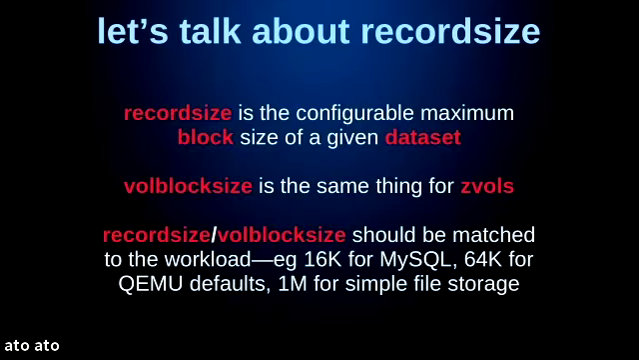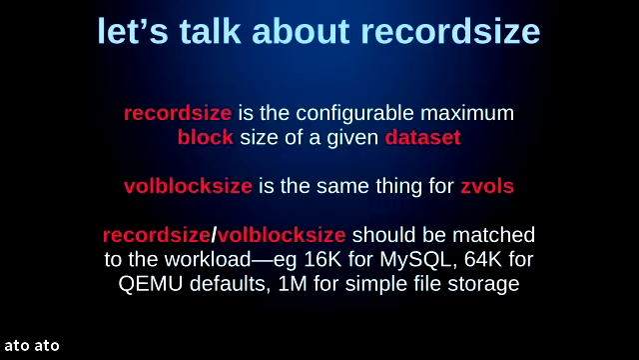If you write a 4K file, it's only going to occupy a 4K record. So what you want to do is match that recordsize to your workload underneath. If you've got MySQL database binaries on this dataset, you want recordsize equals 16K because the page size for MySQL InnoDB is, you guessed it, 16K. So MySQL wants to read and write data in 16K increments randomly inside very large files, and that's what you want to tune your recordsize to.